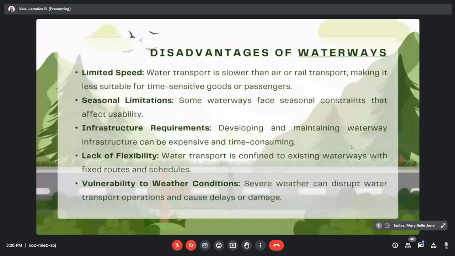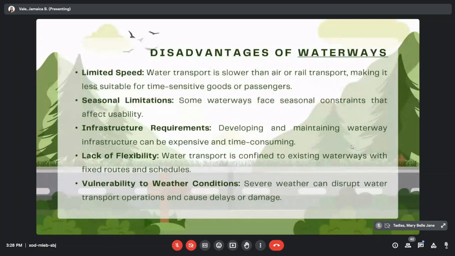So, the disadvantages of waterways. These are the following disadvantages of waterways. First is limited speed. Water transport is slower than air or rail transport, making it less suitable for time-sensitive goods or passengers. Next is seasonal limitation. Waterways face some seasonal constraints that affect usability, followed by infrastructure requirements. Developing and maintaining waterway infrastructure can be expensive and time-consuming.